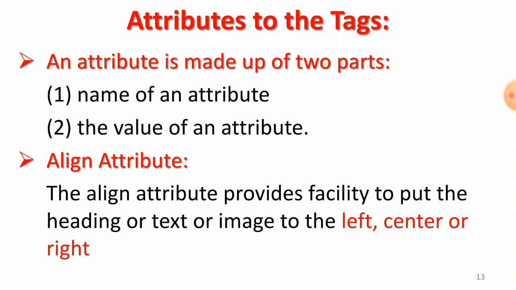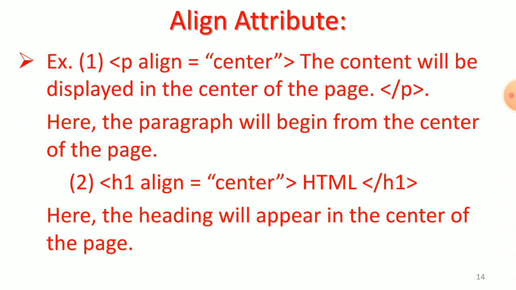First is left. The content is aligned to the left of the page. Second, right. The content is aligned to the right of the page. Third, center. The content is aligned to the center of the page. That is the align attribute.